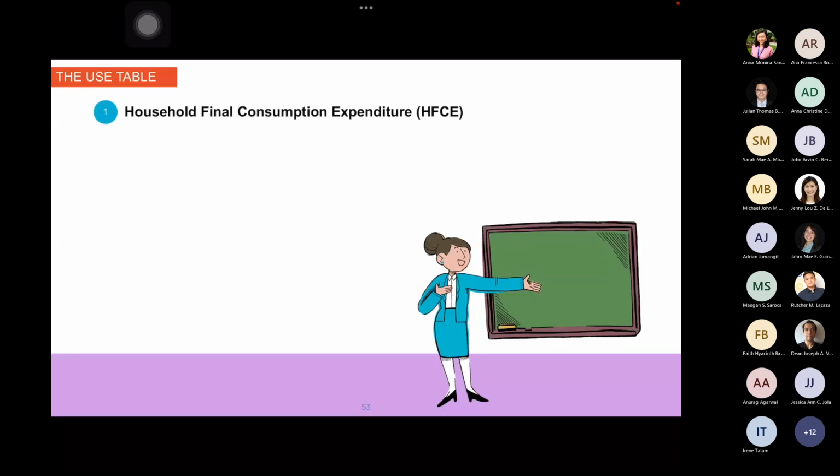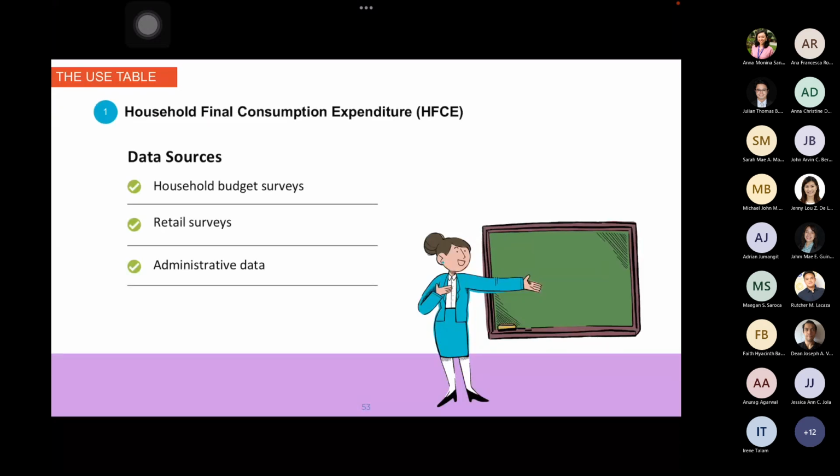Okay. Next, we have the data sources. So for household final consumption expenditure, we can explore the following. First, we have the household budget surveys or the household income expenditure surveys. For this one, it can provide expenditure classified by purpose and by product, and it may contain information on the production for own consumption depending on the design of the survey.